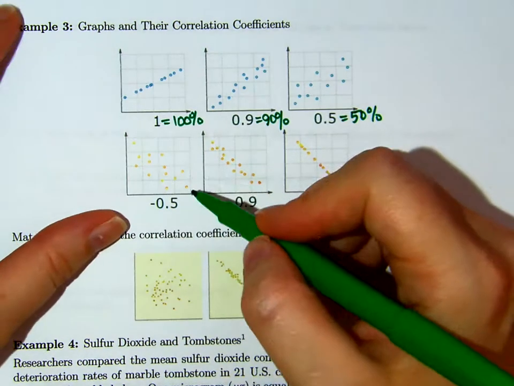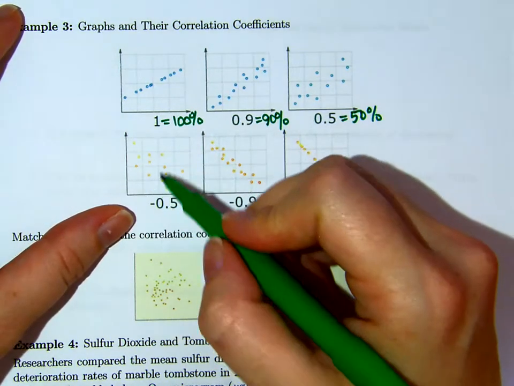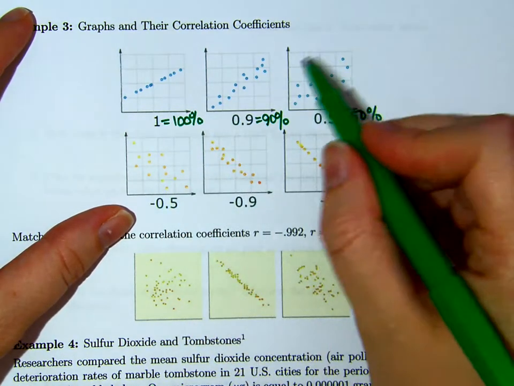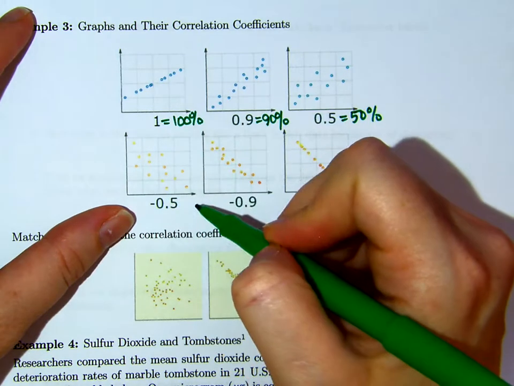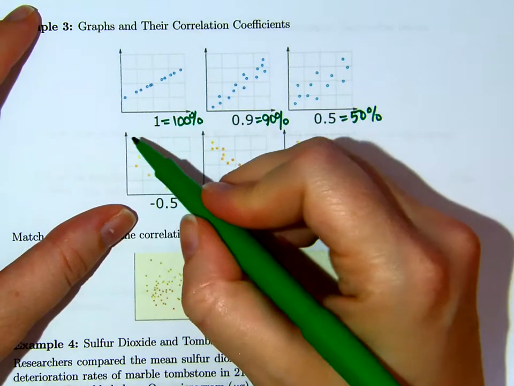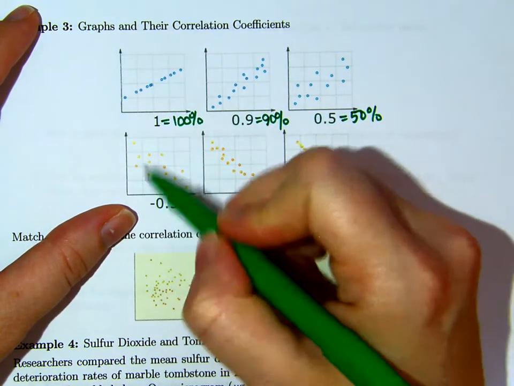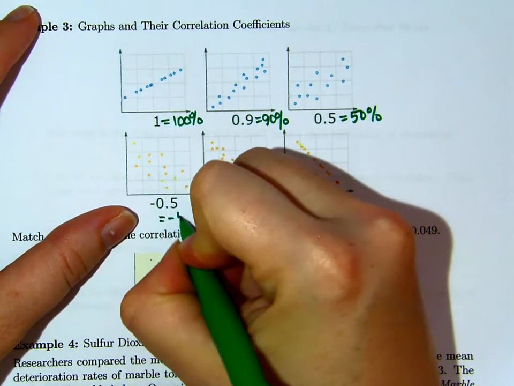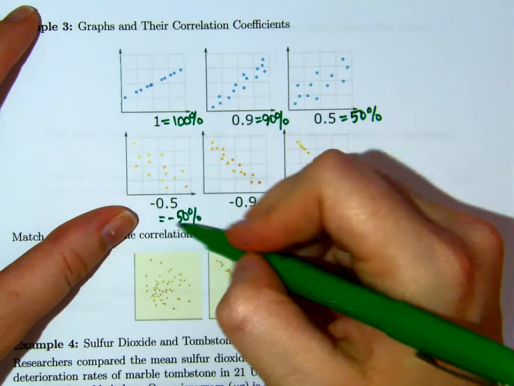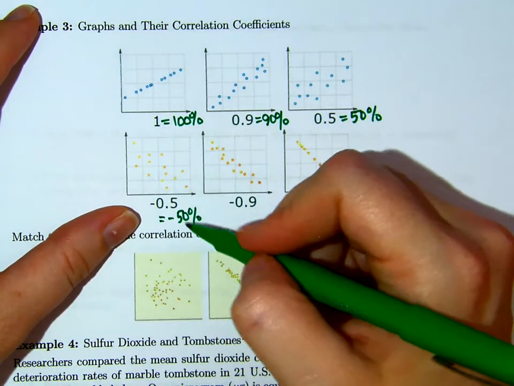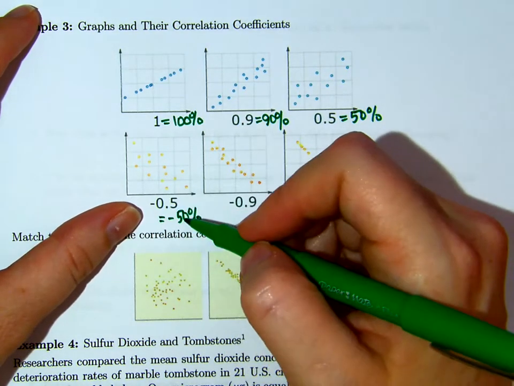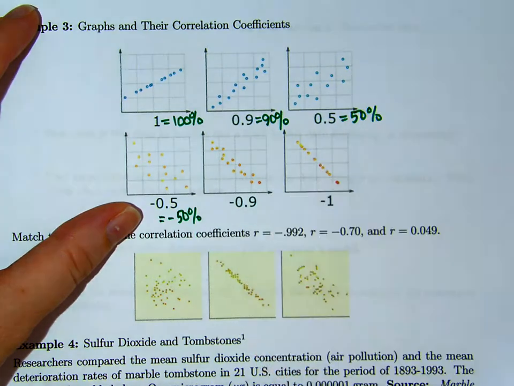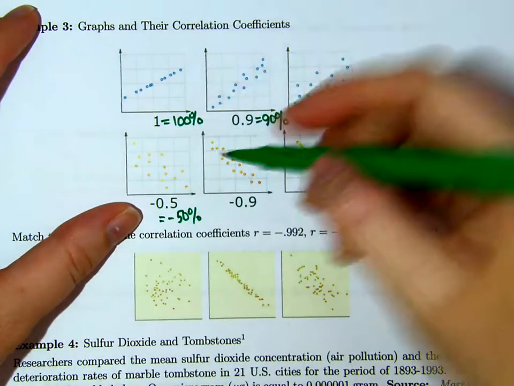But anyway, these dots are a similar plot to this one, except it's going down, and it's really weak. We could draw a line in here, but there would be a lot of residual error. So it has a lower R value in terms of a percentage.